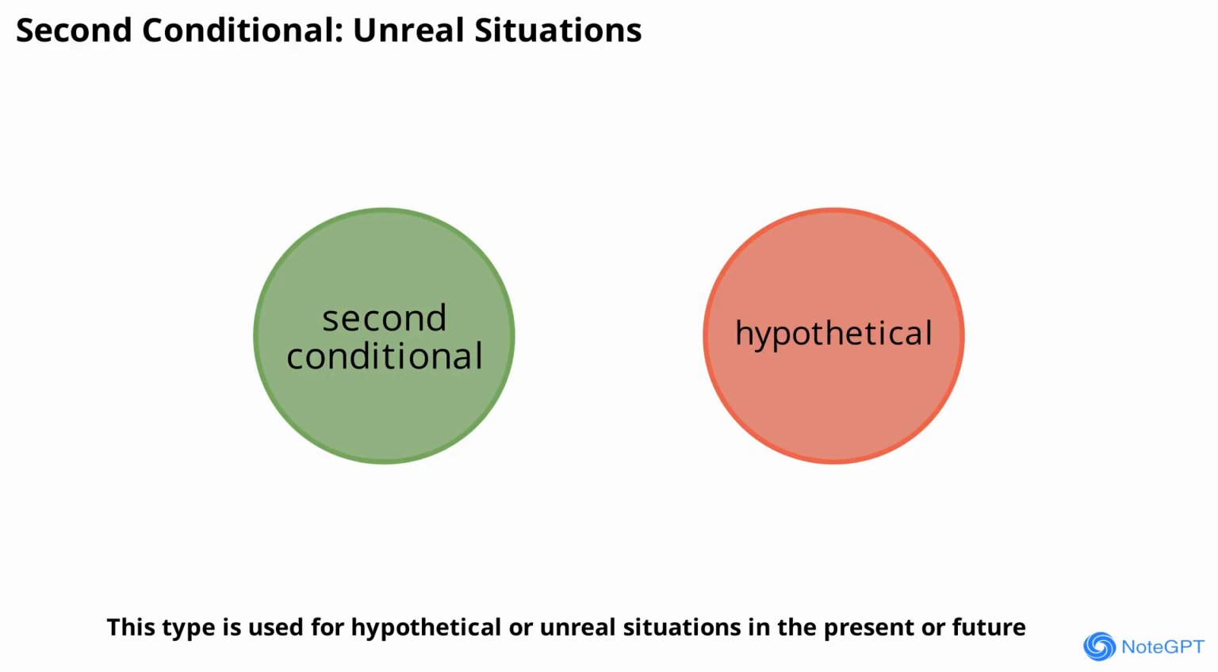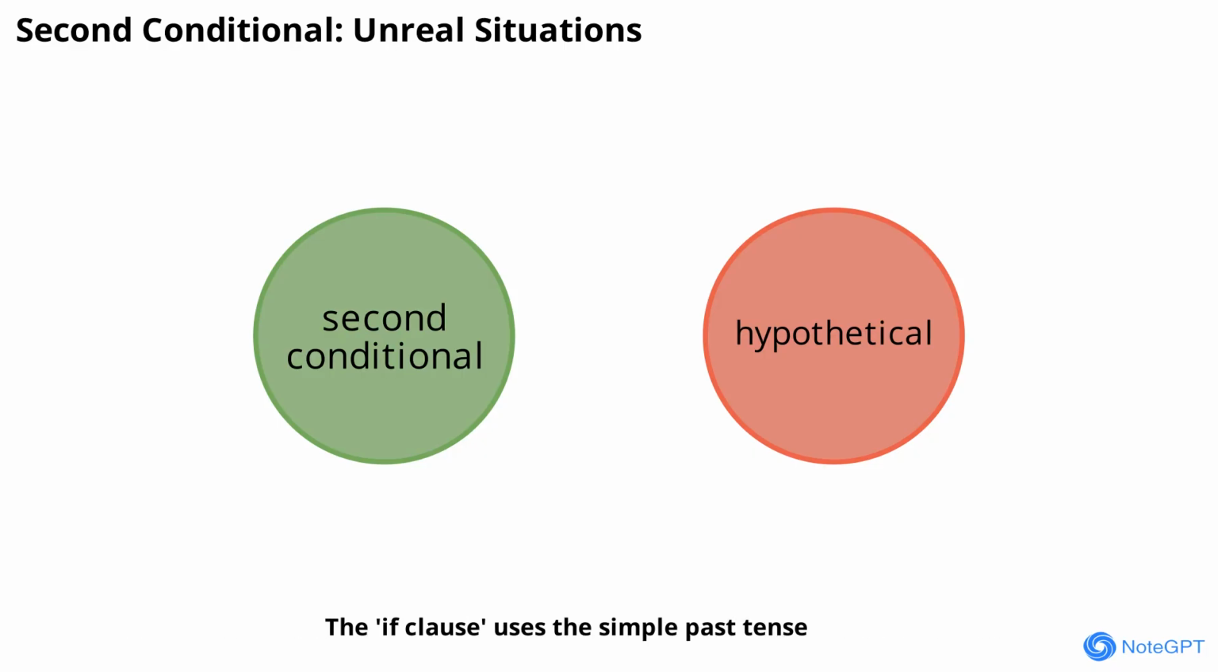This type is used for hypothetical or unreal situations in the present or future. The if clause uses the simple past tense, and the main clause uses would plus the base verb. For example, if I won the lottery, I would travel the world. Here, winning the lottery is unlikely, but you're imagining what you would do if it happened.